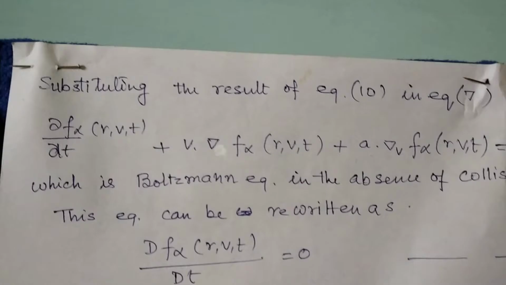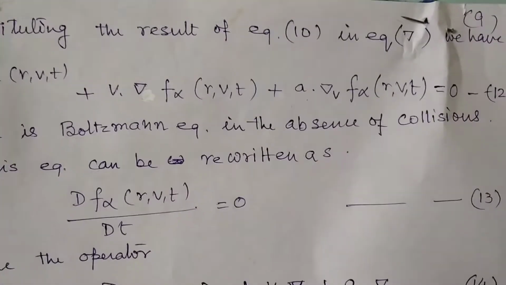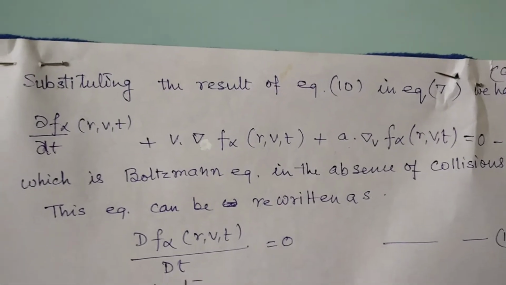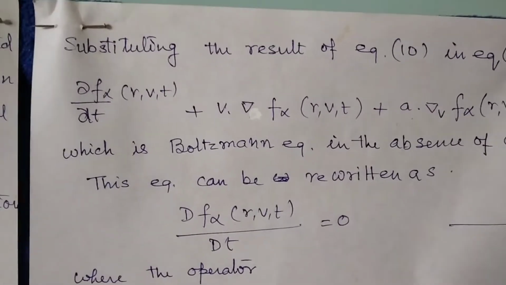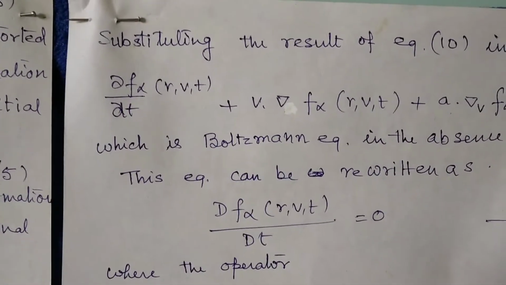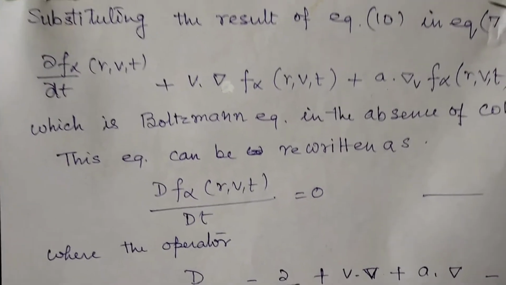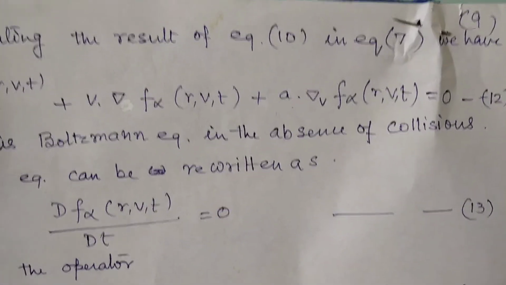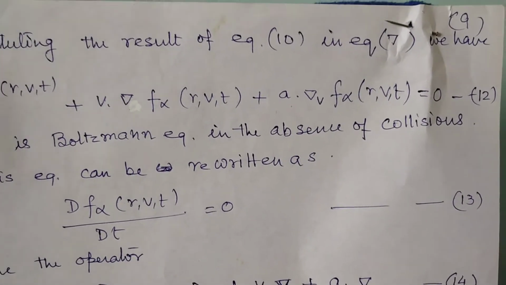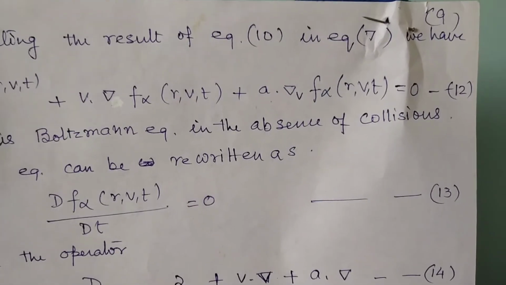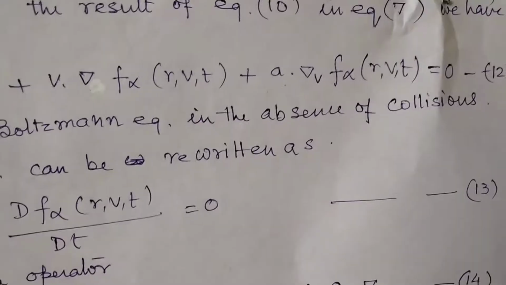Now, substituting the result of equation 10 in equation 7, we have ∂f_α/∂t (r, v, t) plus v dot del f_α(r, v, t) plus a dot del_v f_α(r, v, t) equal to 0. This is equation number 12.